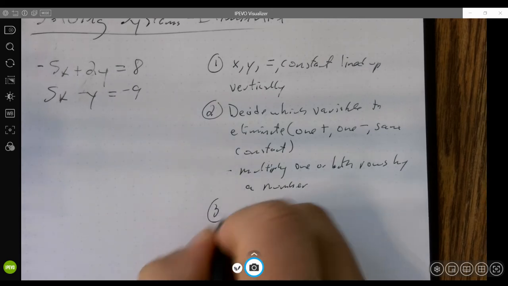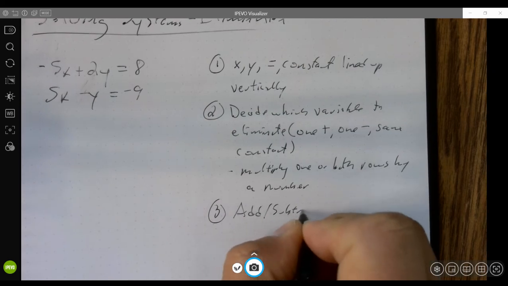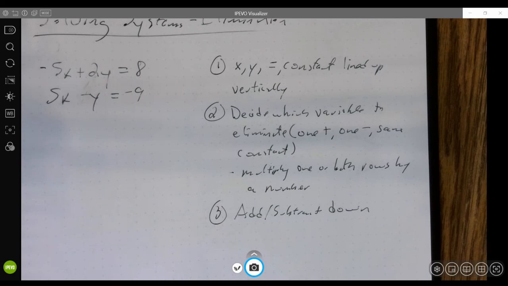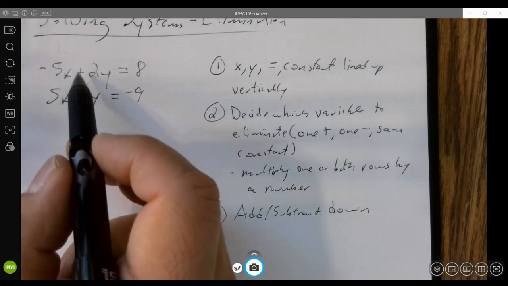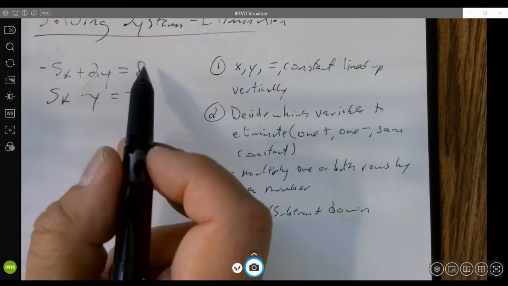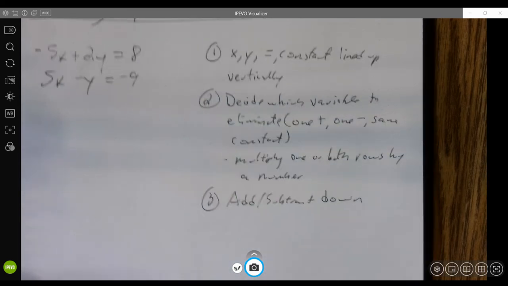Okay. Third, then we add or subtract down, whatever the signs tell you. So here, negative and positive. Here, it's a plus and a minus. Here, it's like a positive and a negative. So you're doing 8 minus 9. So you're going to add or subtract down.